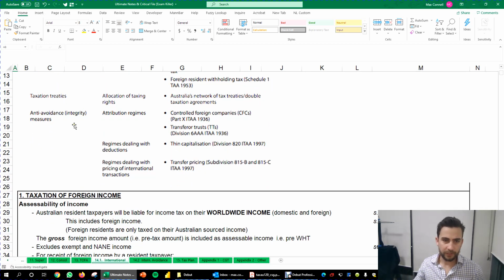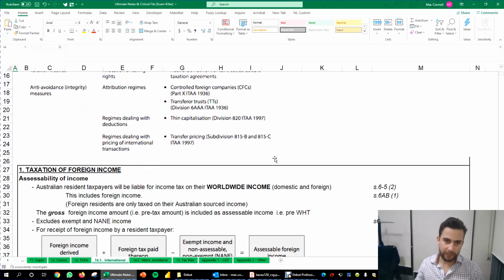Third topic is taxation treaties. A lot of countries, especially first world countries, have taxation agreements between them because it is quite a common occurrence that people have income going across multiple international jurisdictions. So there's a lot of rules in place in terms of how you actually account for that.